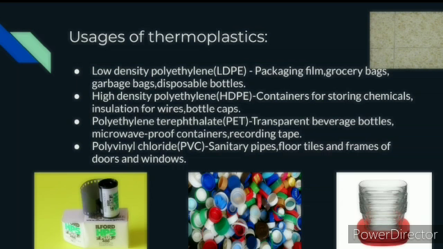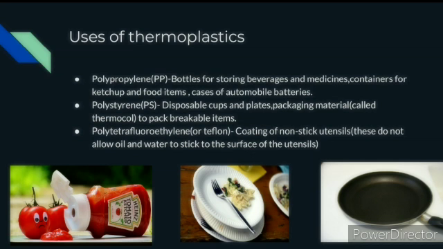The third one is PET, that is polyethylene terephthalate, which is used to make beverage bottles, microwave proof containers and recording tape. And the fourth one is PVC, that is polyvinyl chloride, which is used to make sanitary pipes, floor tiles and frames of doors and windows. So the fifth one is polypropylene, PP, which is used for making bottles for storing beverages and medicines, and containers for ketchup and food items, and cases of automobile batteries.